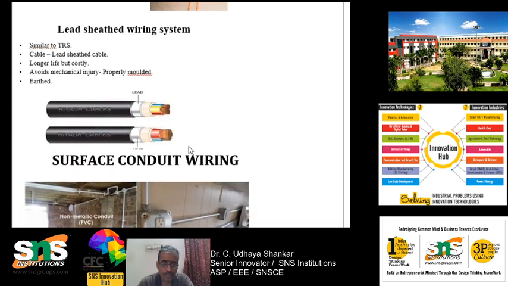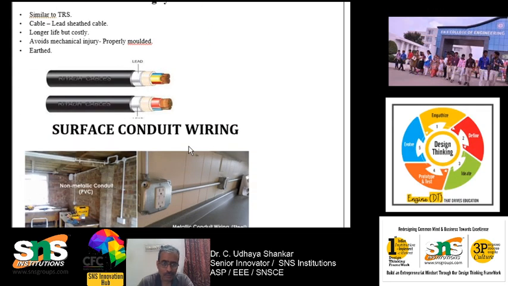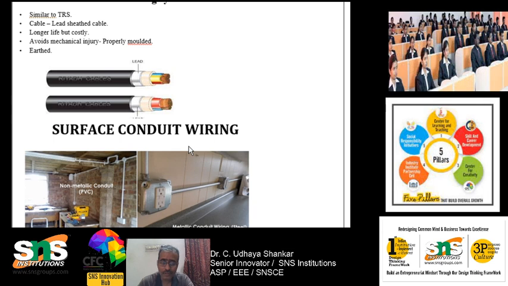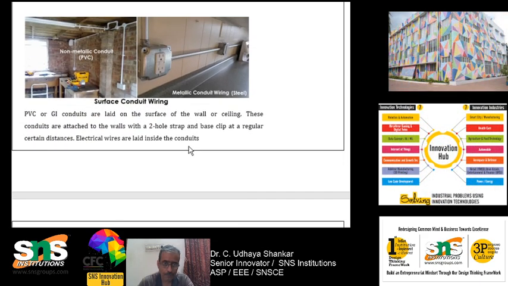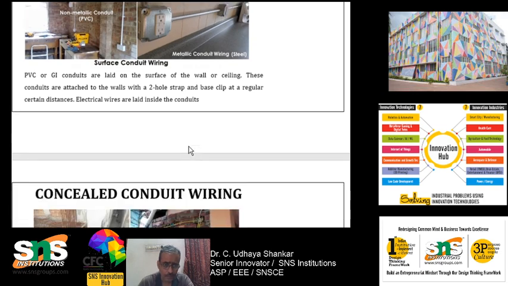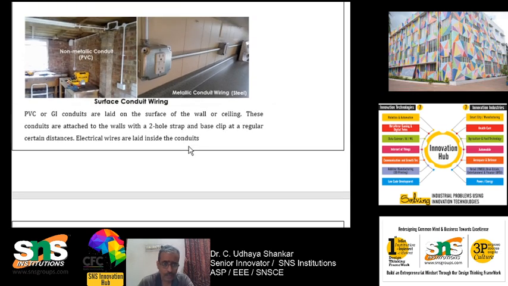Next is the lead sheathed wiring system. Here the cable is nothing but lead sheathed cable, and as already discussed, it has a longer life, but it is quite costly, and it avoids mechanical injury when properly molded, and the earthing is also very good here. Next is surface conduit wiring. Here the diagrams are there.